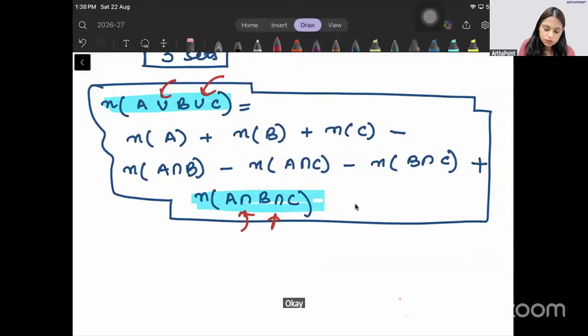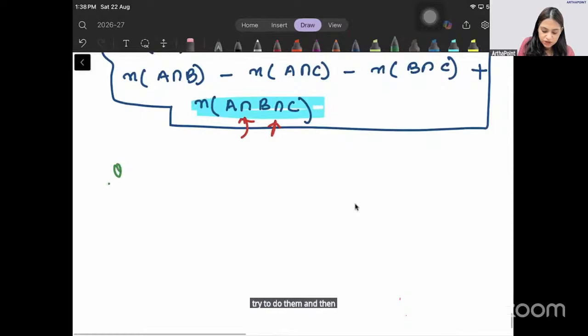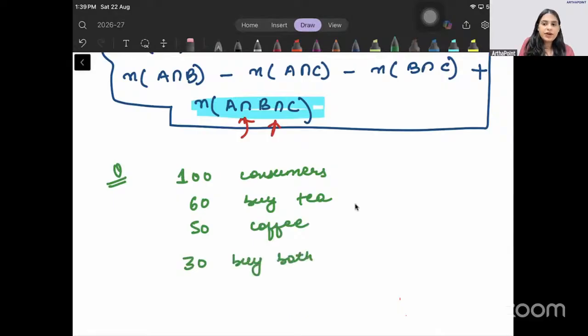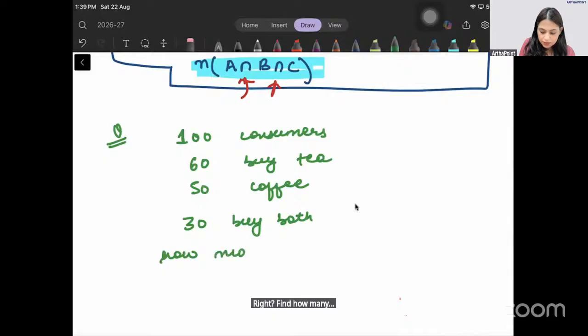Okay, now just quickly take few questions, try to do them, and then I will just move on to inequality. So let's say that there are 100 consumers, of which 60 buy tea and 50 buy coffee and 30 buy both. Right? Find how many buy neither. Give it a try.